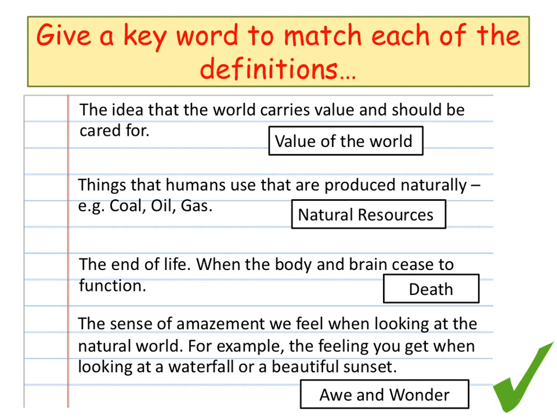The idea that the world carries value and should be cared for is value of the world. Things that humans use that are produced naturally are natural resources. The end of life, when the brain and body cease to function, is death. And the sense of amazement we feel when looking at the natural world, for example, the feeling you get when you're looking at a waterfall or a beautiful sunset, is awe and wonder.